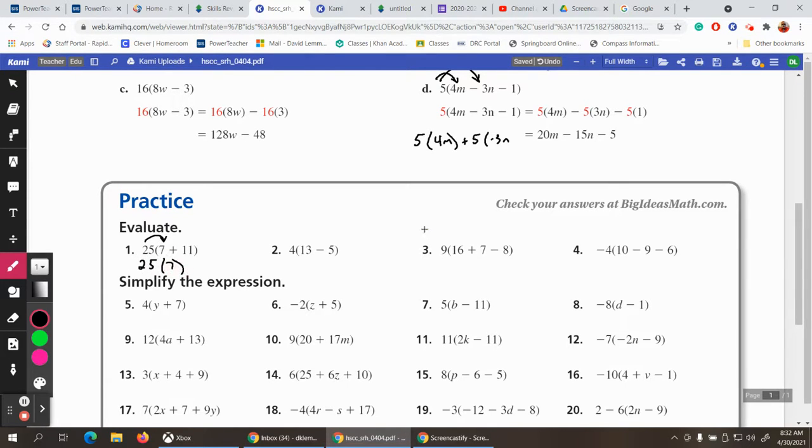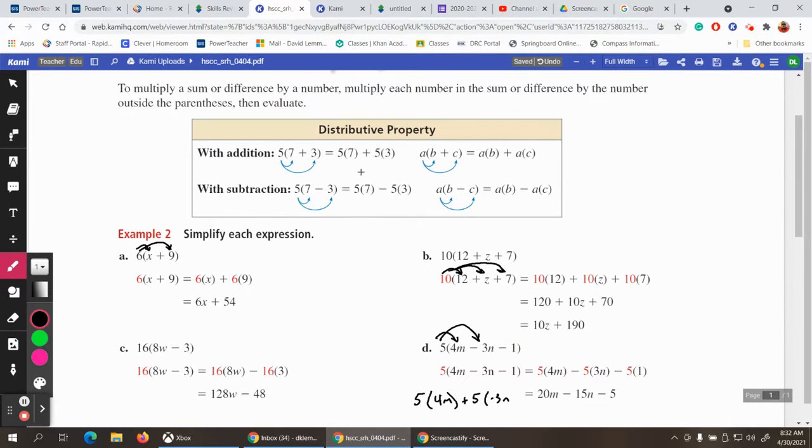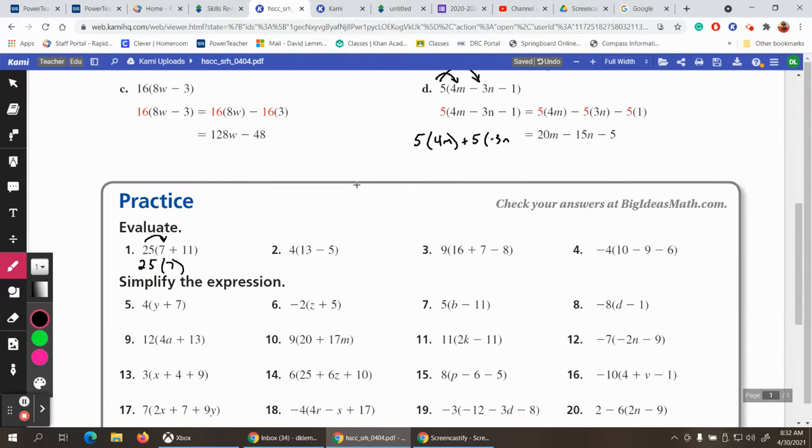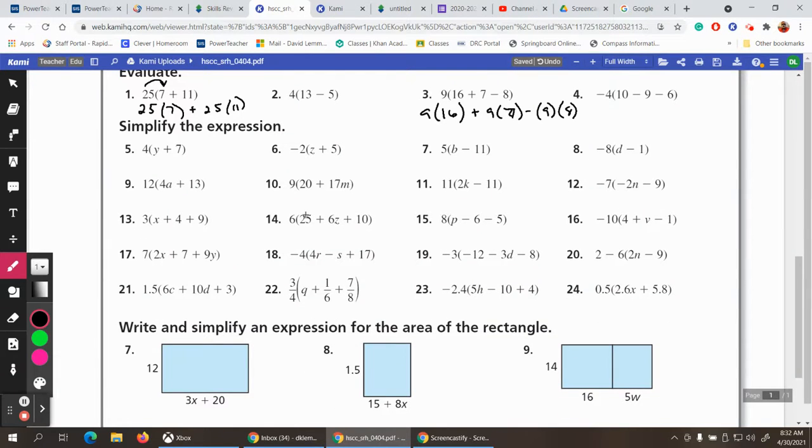They don't want us to simplify it, I don't think. Let me look up here. Yeah, they don't want us to simplify it. They just want us to evaluate it, right? And so then this would be plus 25 times 11. That's all they want you to do here is to evaluate, right? So this is 9 times 16 plus 9 times 7. If you write it the way they have it up here, this would be a negative 9 times 8 if you're doing number 3. Okay, so just evaluating.